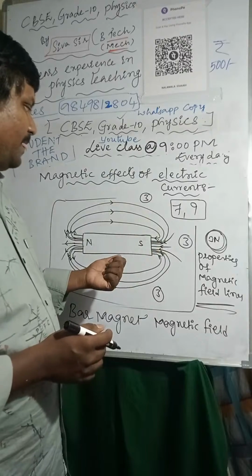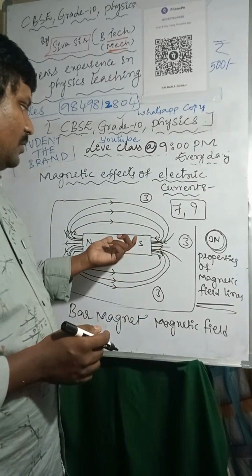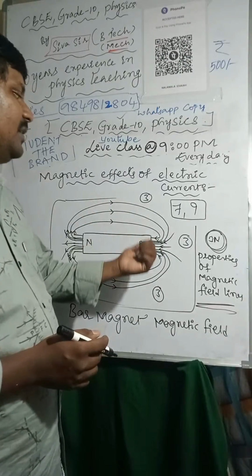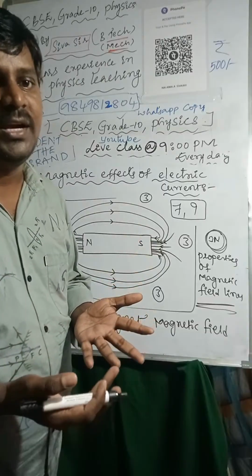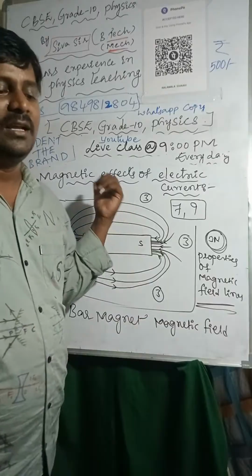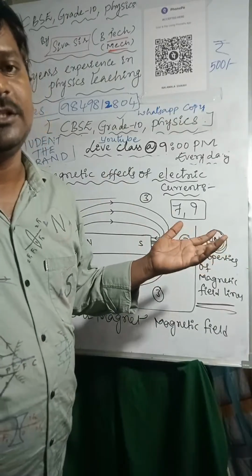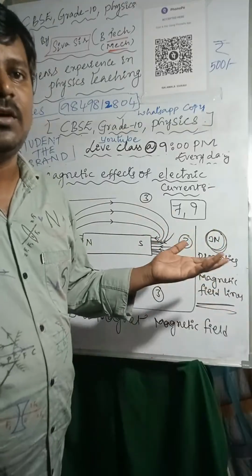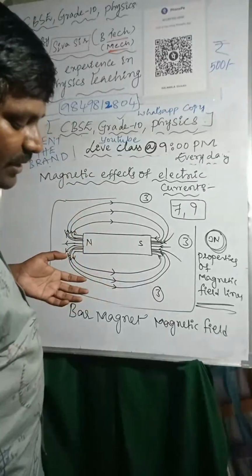Second one, these field lines never intersect. If they intersect, then at the point of intersection the compass should show two directions, which is not possible. Clear? I hope the concept is clear. I'm going to the next concept.